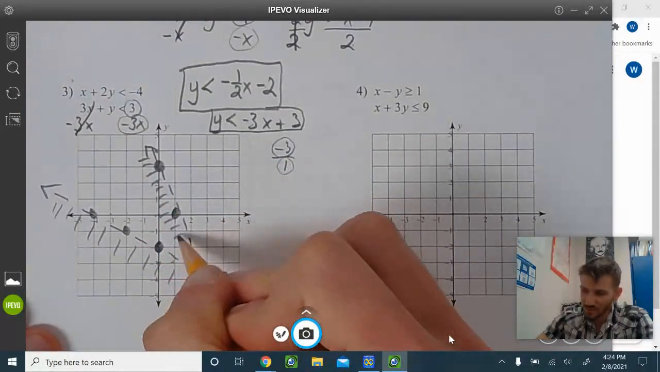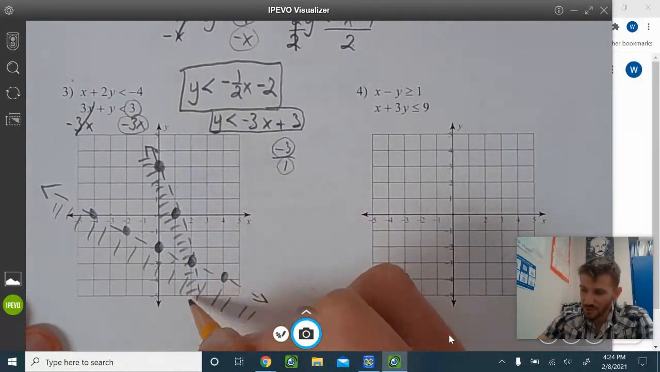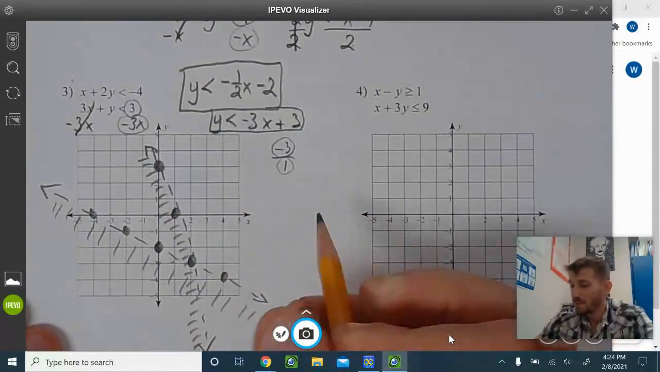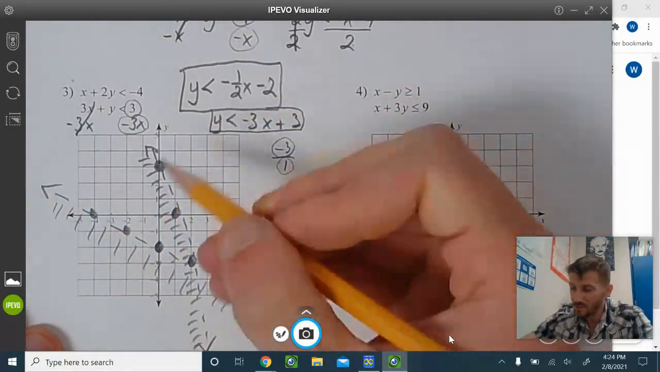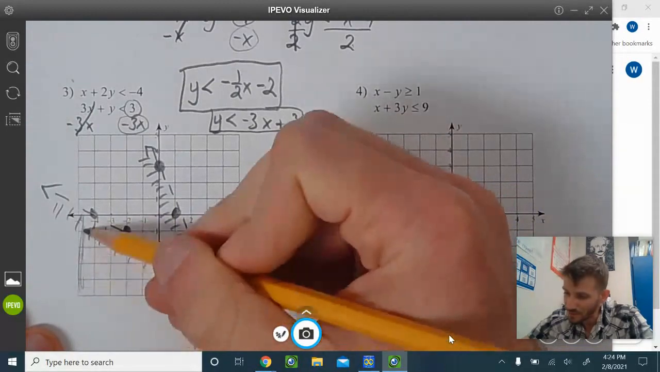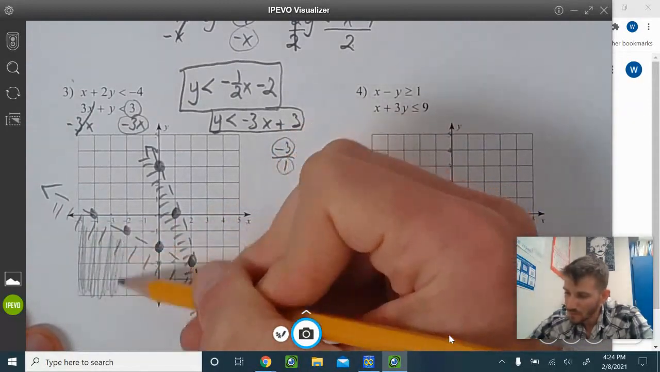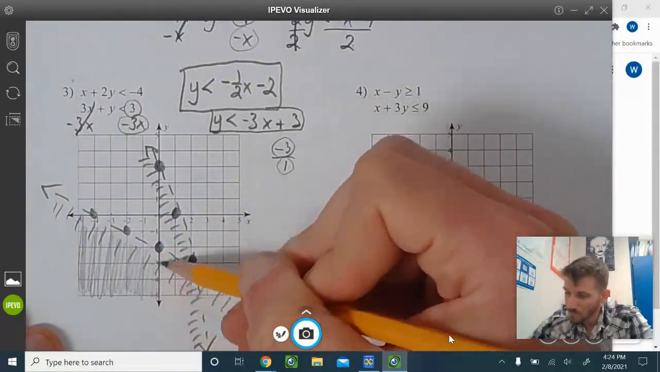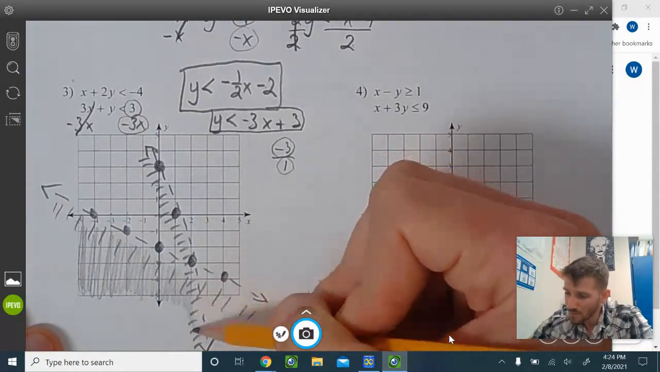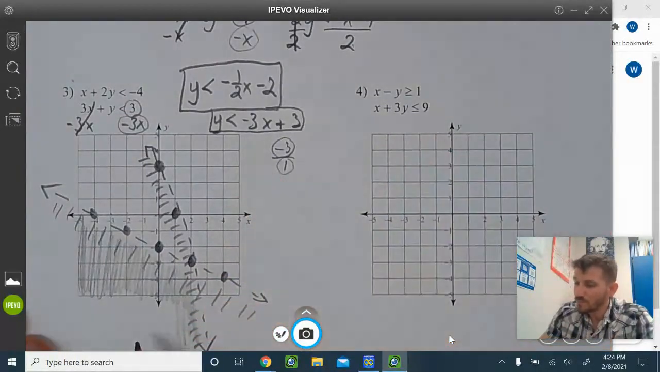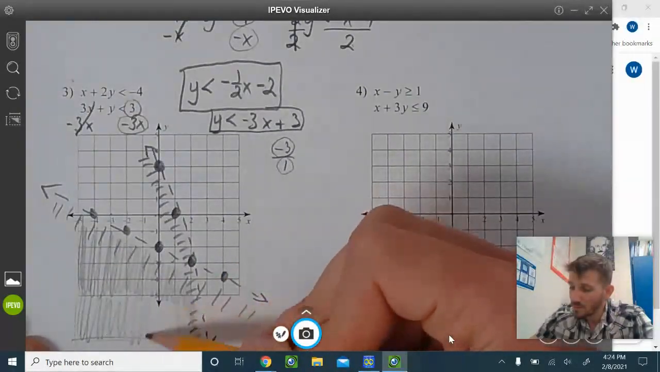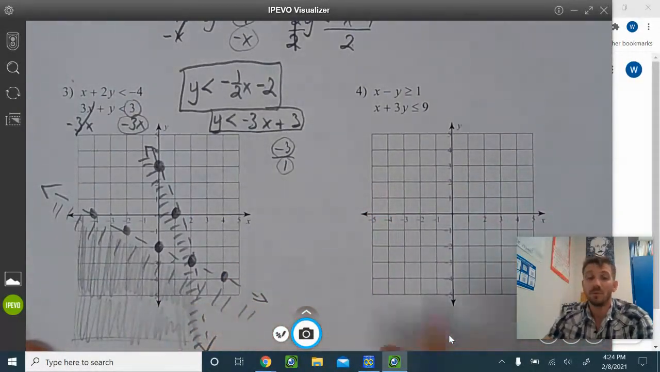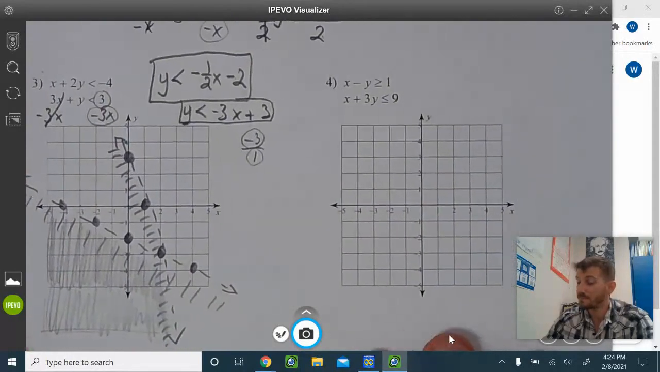Now, what section of the graph do both of these share in common? Well, this line's going this way, and this line's going this way, so that is a mutual area that they have in common. All the way to here. There we go. So any point that falls under this area would be considered a solution.